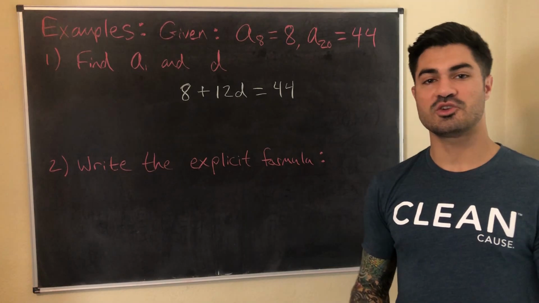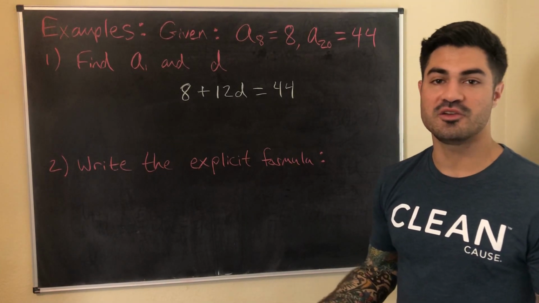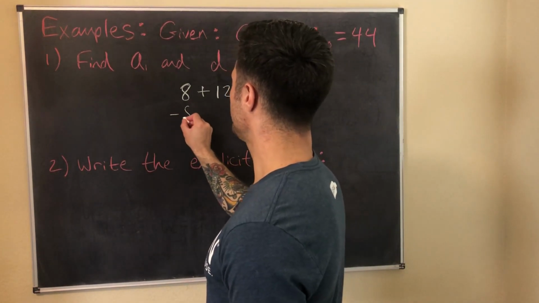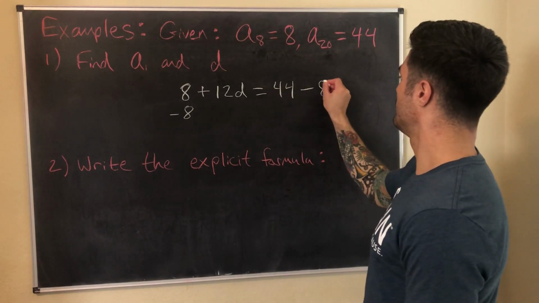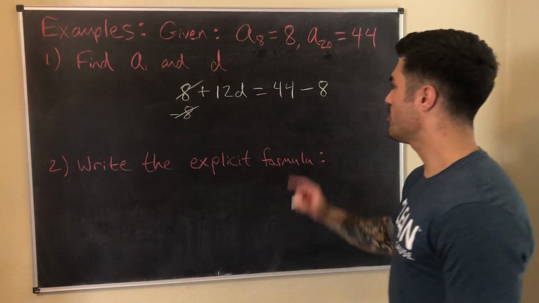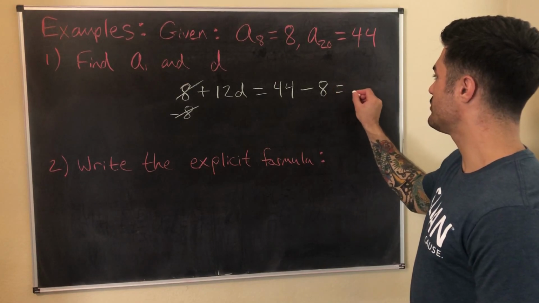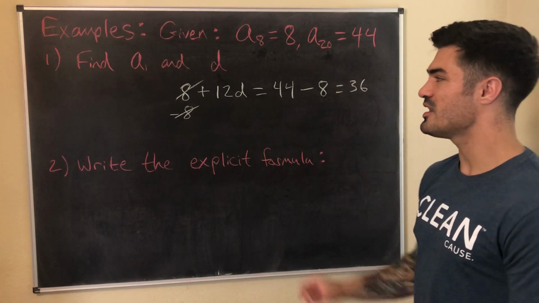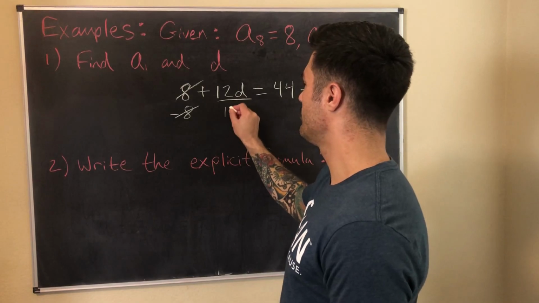Now I can just solve this equation for D, and I have my common difference, right? So I can subtract 8 from both sides. Now I have 44 minus 8, that equals 36. And now I can divide both sides by 12.